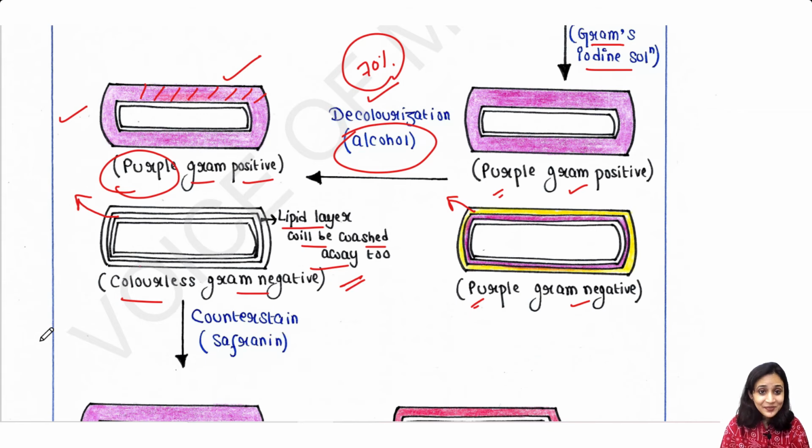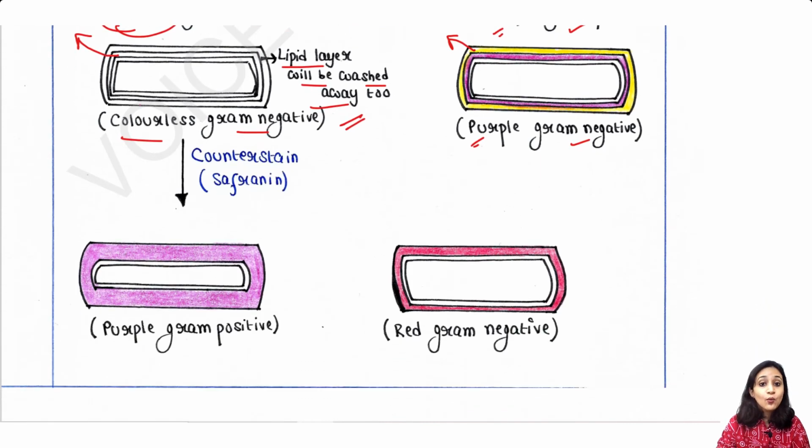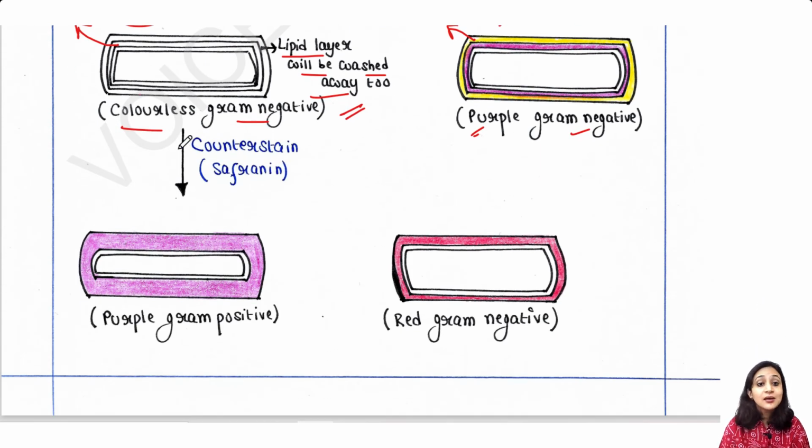How could you see them? You need to see gram-negative bacteria also. That's why you add one more stain, that is the counter stain. It is called the counter stain for that reason. Now you can add safranin. Safranin gives a red color to the cell.